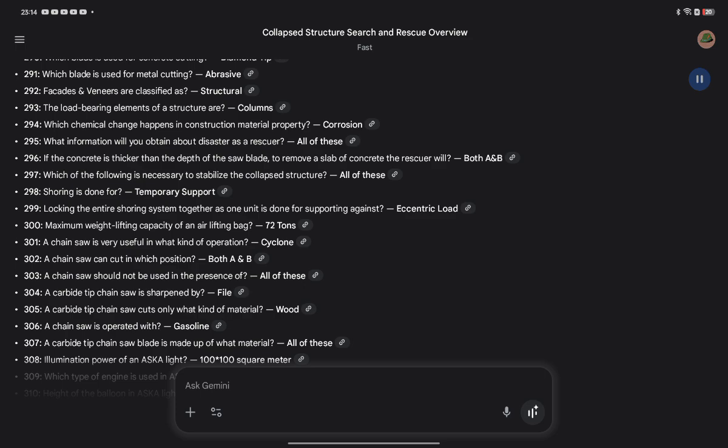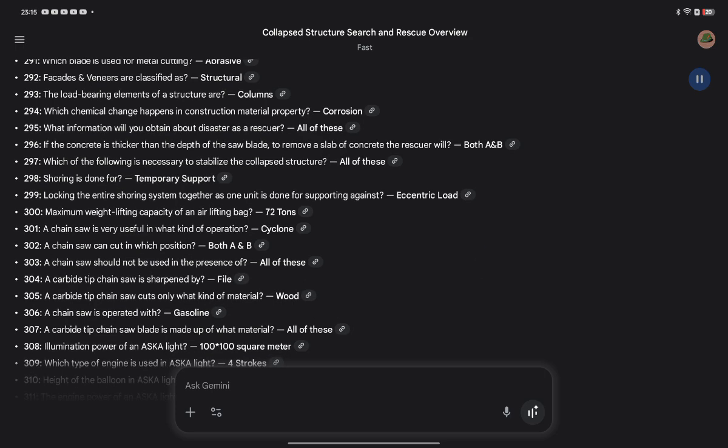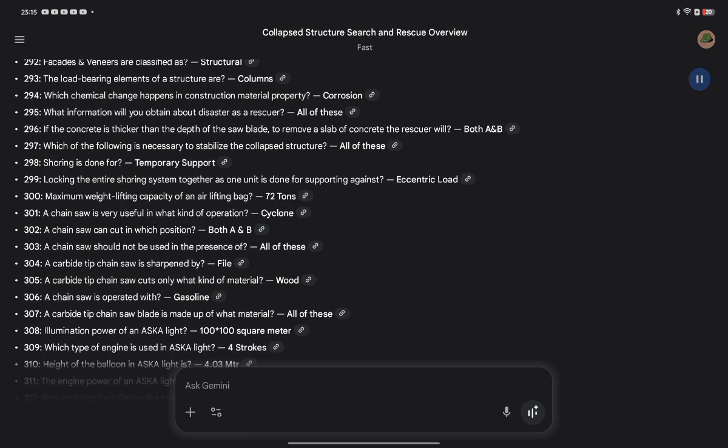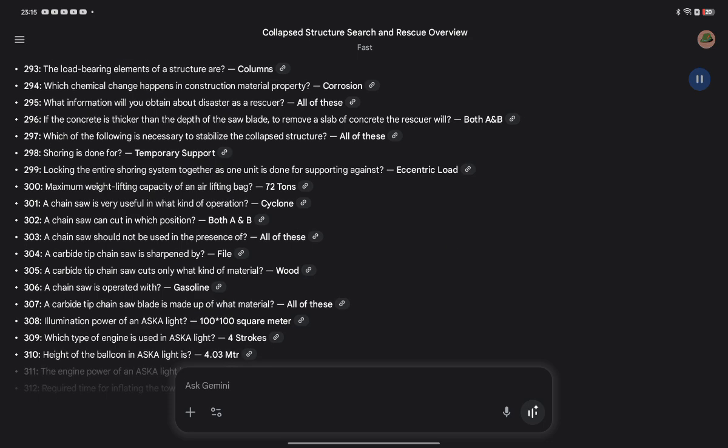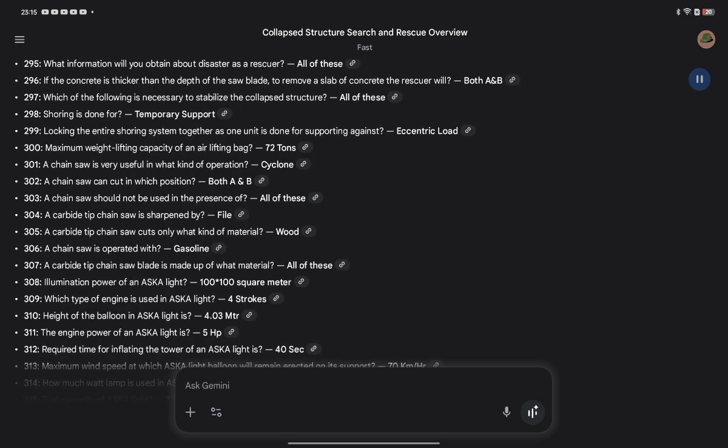292. Facades and veneers are classified as structural. 293. The load-bearing elements of a structure are columns. 294. Which chemical change happens in construction material property? Corrosion. 295. What information will you obtain about disaster as a rescuer? All of these. 296. If the concrete is thicker than the depth of the saw blade, to remove a slab of concrete the rescuer will both A and B.